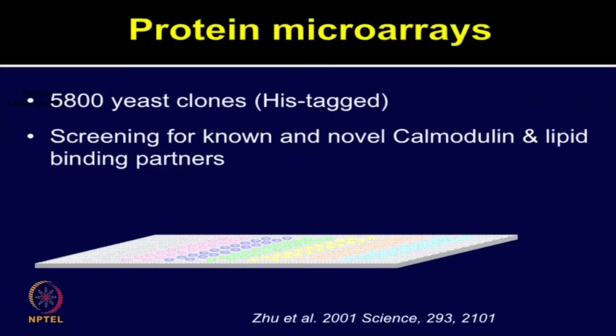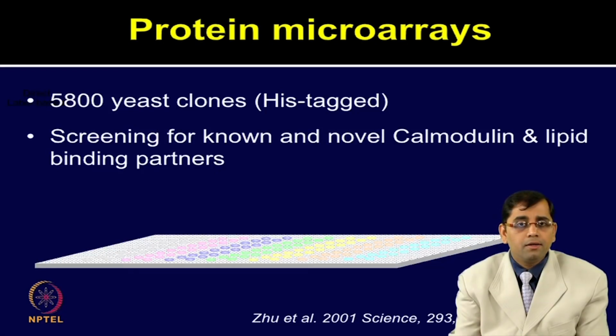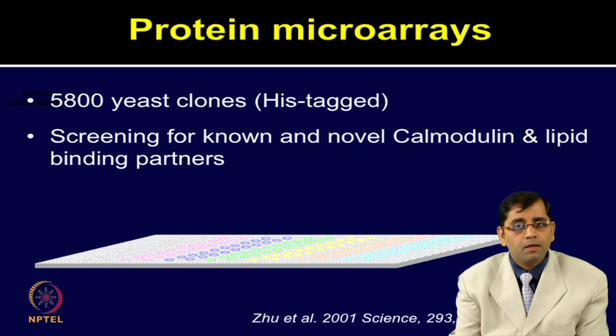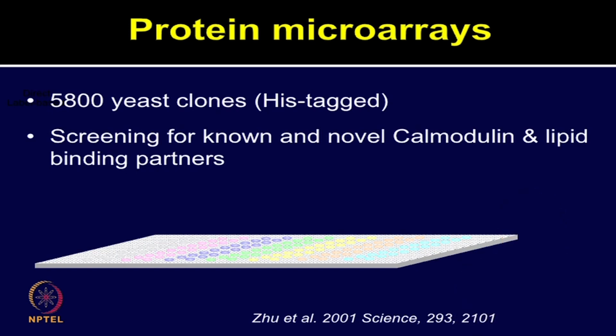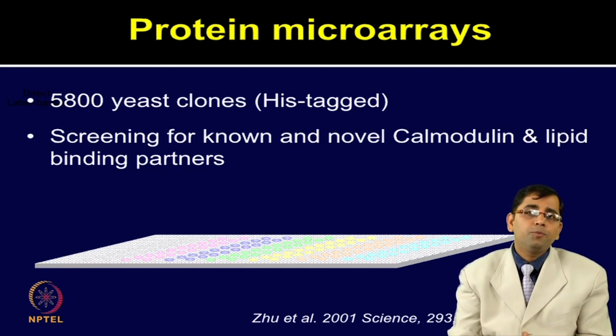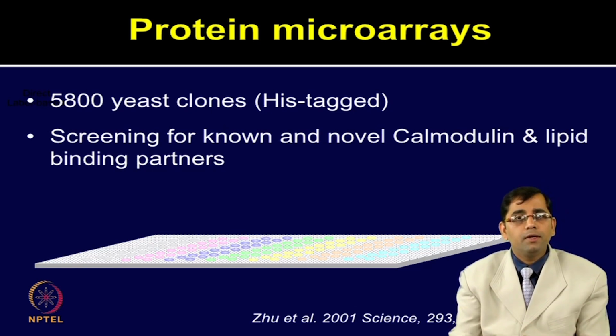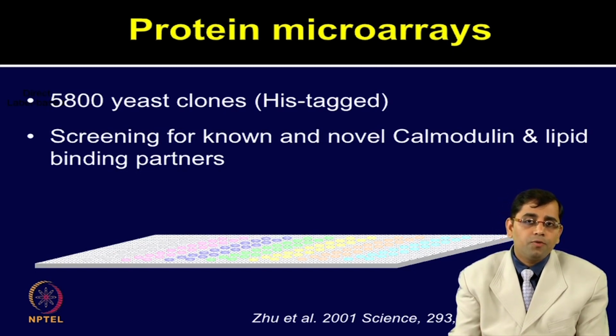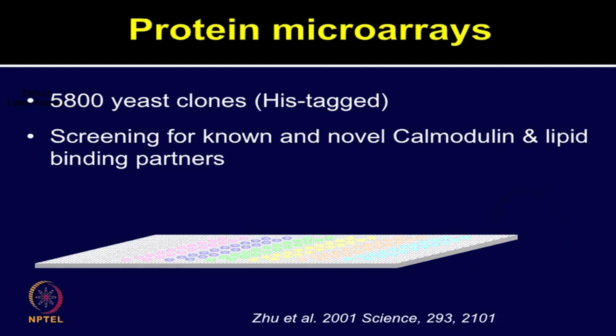Other groups such as Mike Snyder's lab started doing yeast proteome based investigation, and they used 5800 yeast clones which were histidine tagged to screen for the known and novel calmodulin and lipid binding proteins. This was a full scale yeast protein array, and it showed in the year 2001 the potential of this chip technology for protein interactions and different types of functional applications.